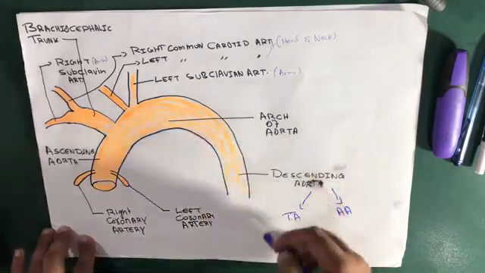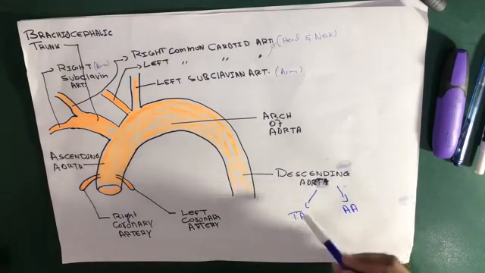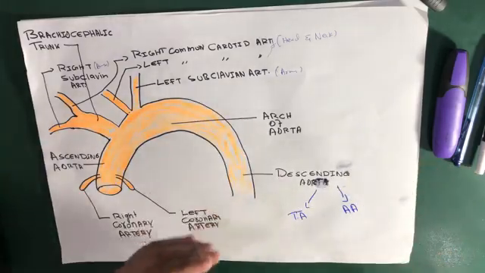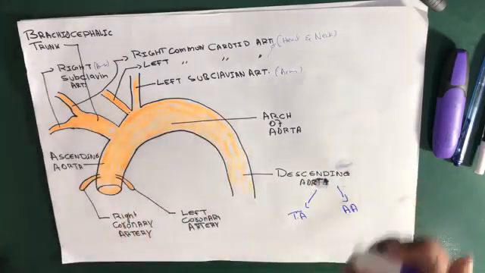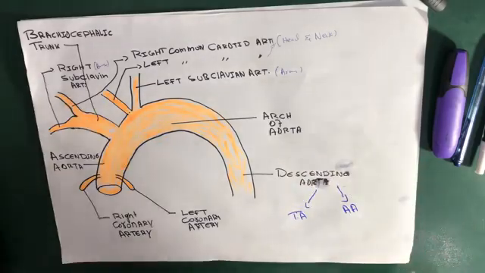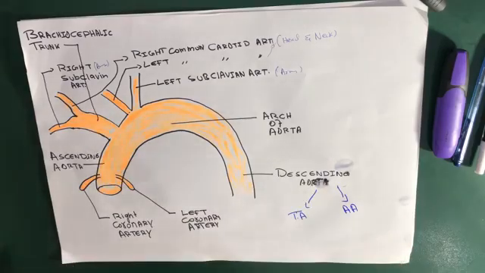Now we are going to talk about the descending aorta, which plays an important role. As it goes downward, the first portion is called the thoracic aorta. The second portion, when it crosses the diaphragm and passes the aortic hiatus, changes its name into the abdominal aorta.